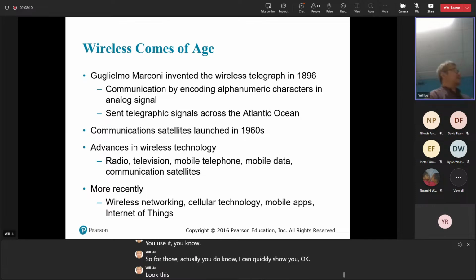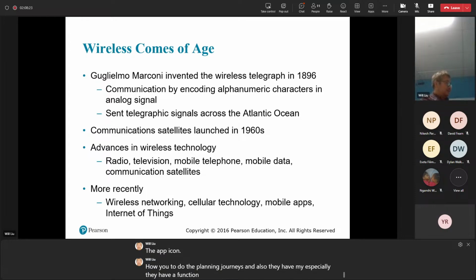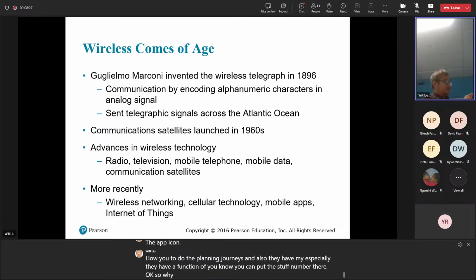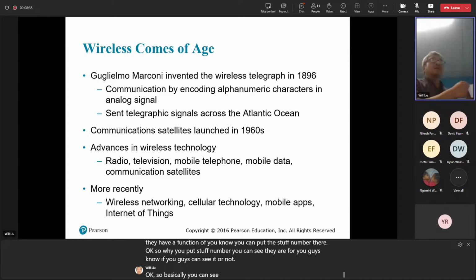So this is the AT Mobile app. The app can help you with planning journeys, and they also have a map. Especially they have a function where you can put the stop number in. When you put in the stop number, you can see it. I don't know if you guys can see it or not. Basically you can see all the buses and when they will come.